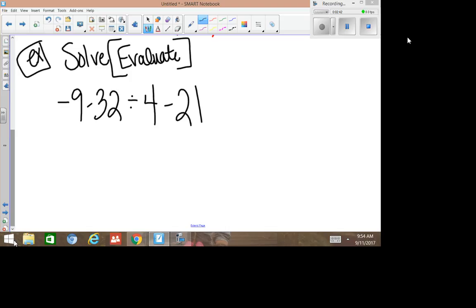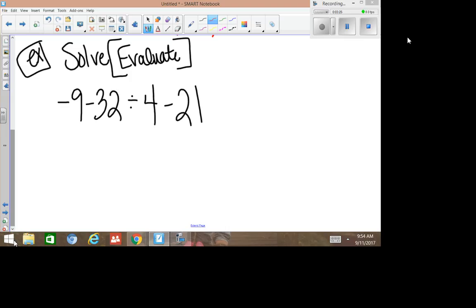Okay. What is it? That side. A divided by? After the 9. A minus? Negative 9 minus 32 divided by 4 minus 21. Get that written down and we'll talk about them. See if you get it with us. What do I do first? Divide. Multiply or divide first.